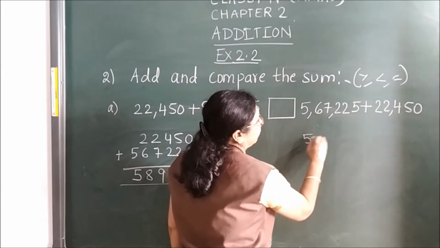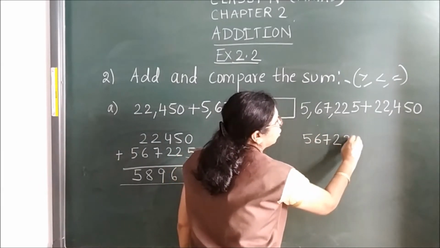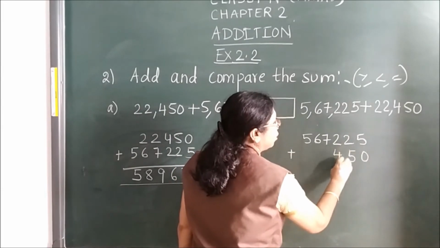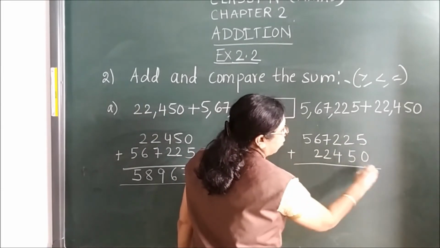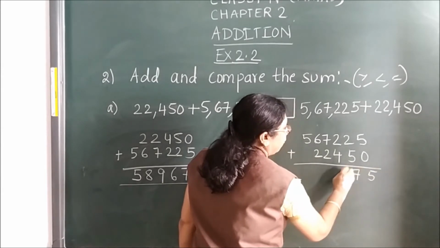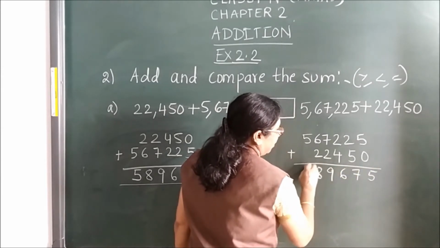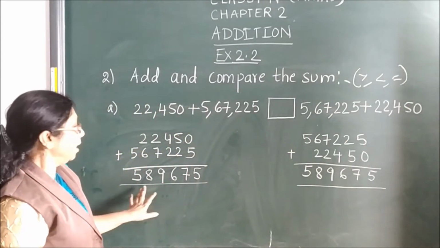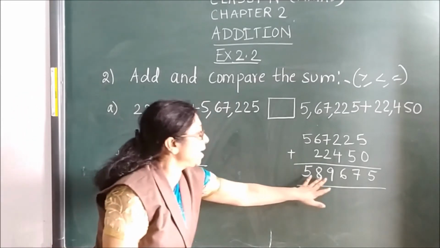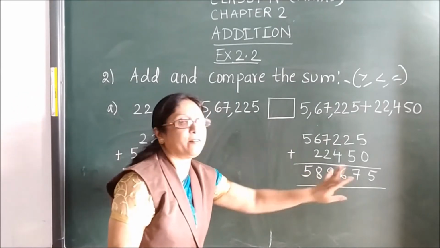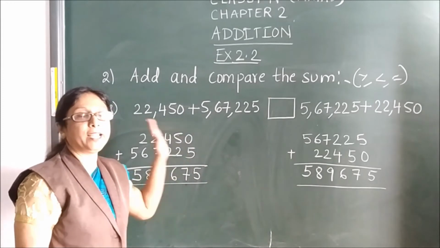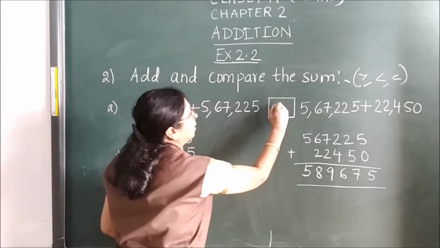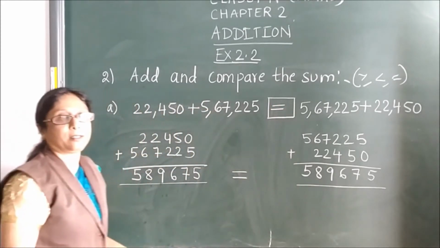That is 5, 6, 7, 2, 2, 5. Add 0, 5, 4, 2, 2. Then we are going to add. Okay. When you add this answer you got. Now you see both the answer you have to compare. 5, 8, 9, 6, 7, 5 and 5, 8, 9, 6, 7, 5. Both are same. That means LHS equal to RHS. So here we will put equal to sign.